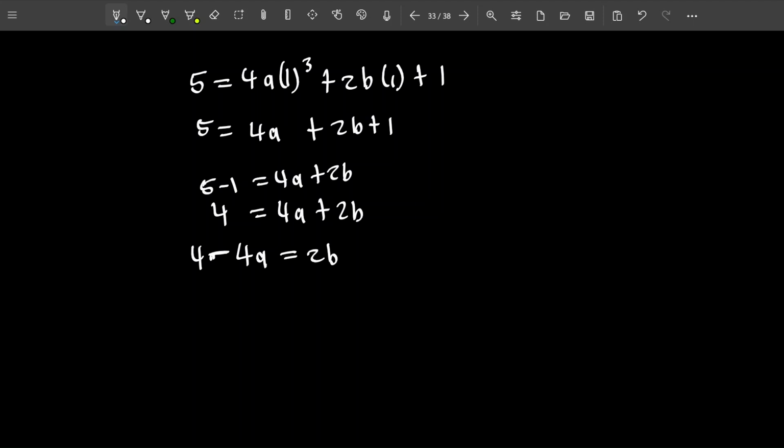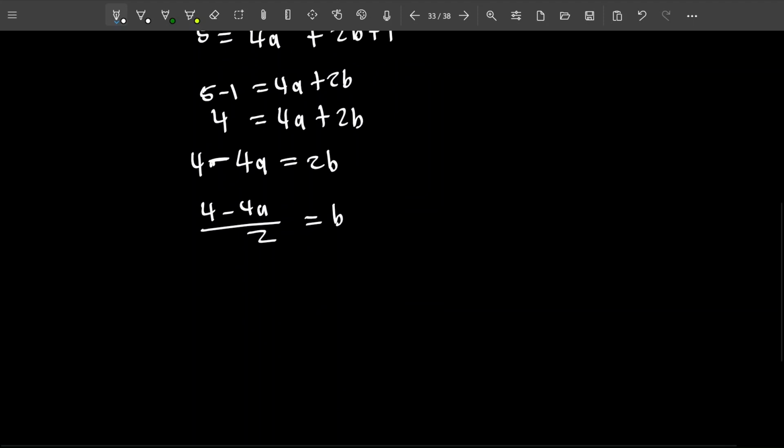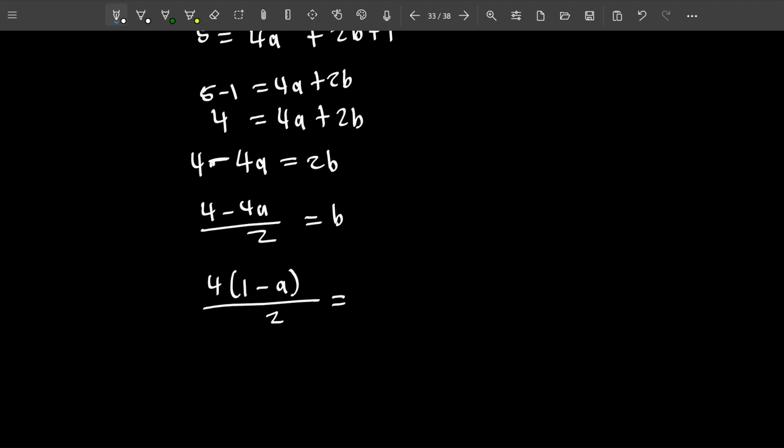Then 2 goes to the other side. It will now be 4 minus 4a over 2 is equal to b. If you want to simplify this, you first have to factorize the top. So I'll bring 4 out of the top. It's going to be 4, I remain with 1 minus a, over 2 is equal to b.